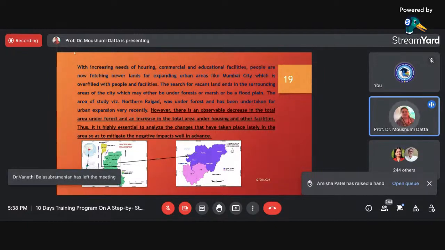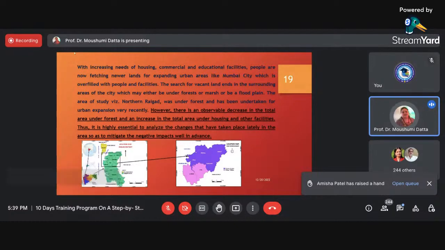Definitely, I will see it has decreased. I will find out why it has decreased. Maybe houses are here, other facilities are there. So there is a change in land use. This change in land use is a problem. So it can be a very well researched point.